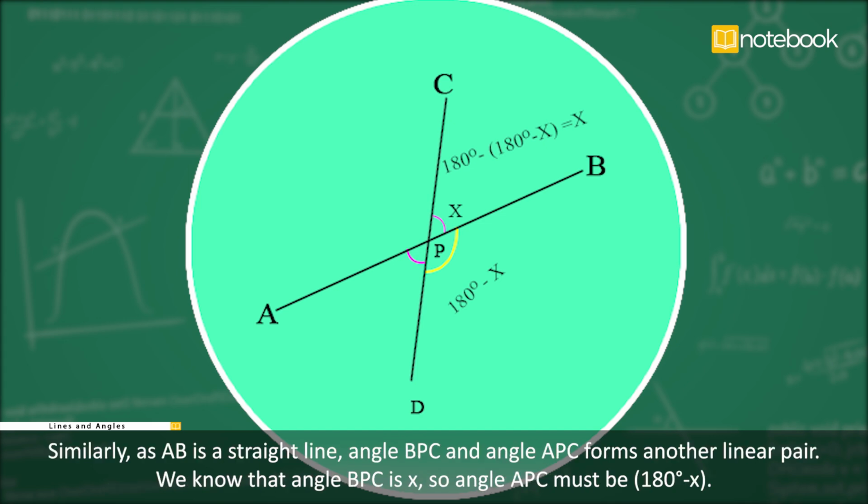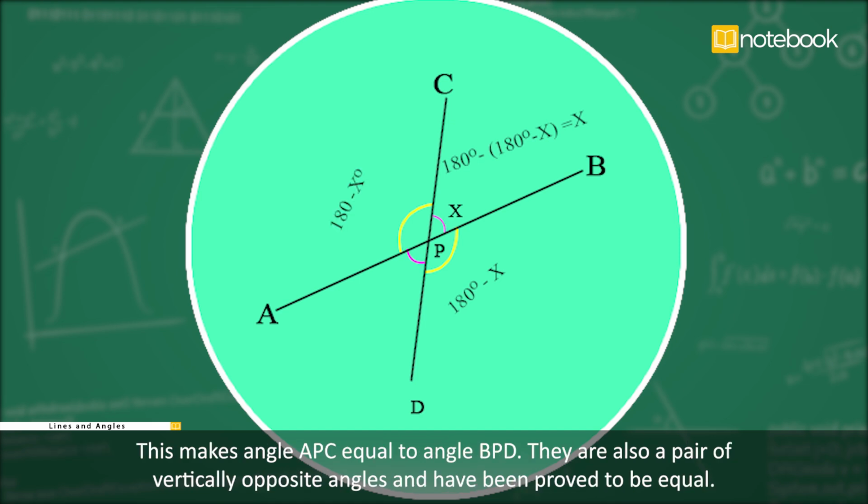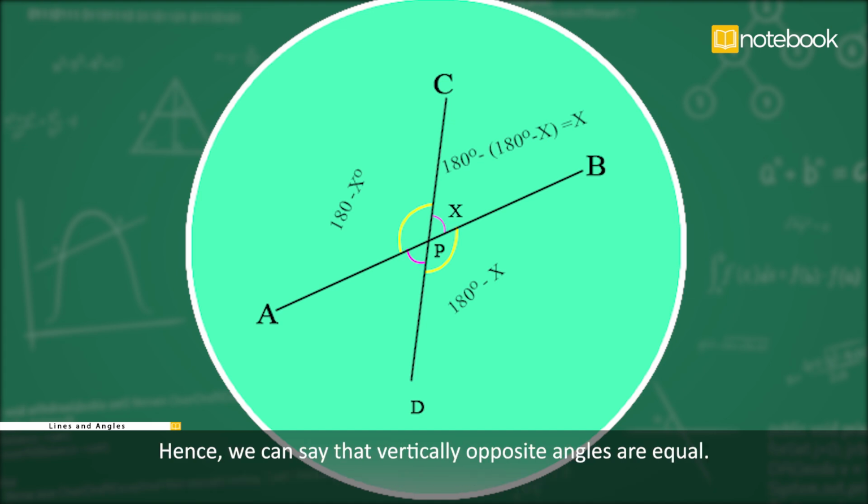Similarly, AB is a straight line. Angle BPC and angle APC form another linear pair. We know that angle BPC is X. So angle APC must be 180 degrees minus X. This makes angle APC equal to angle BPD. They are also a pair of vertically opposite angles and have been proved to be equal. Hence, we can say that vertically opposite angles are equal.